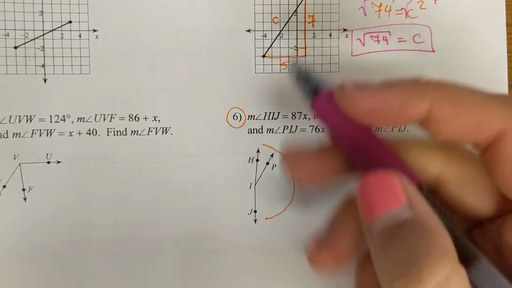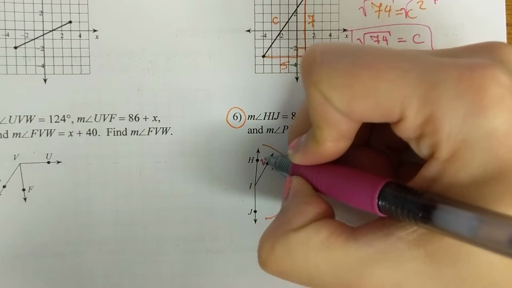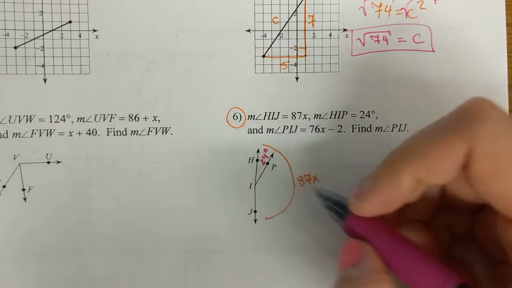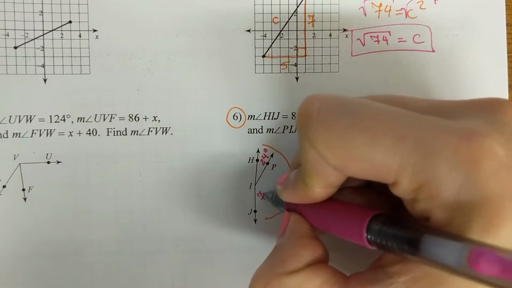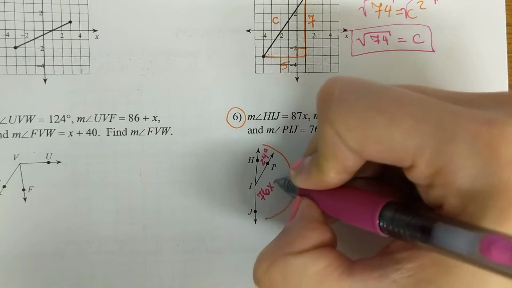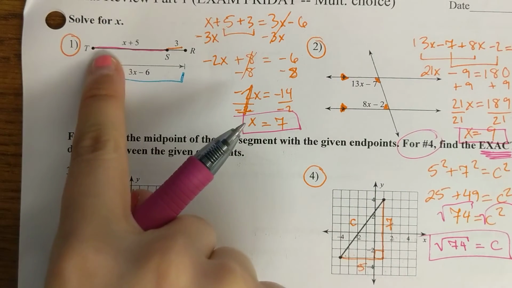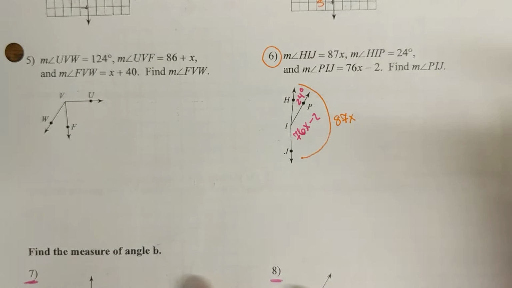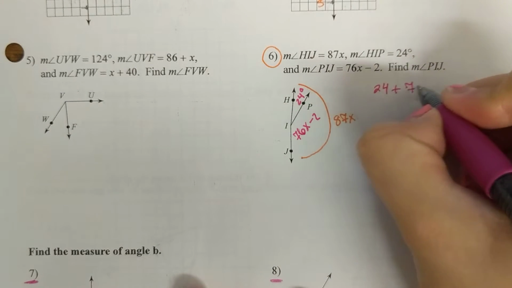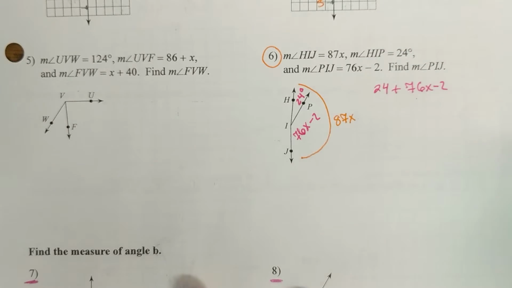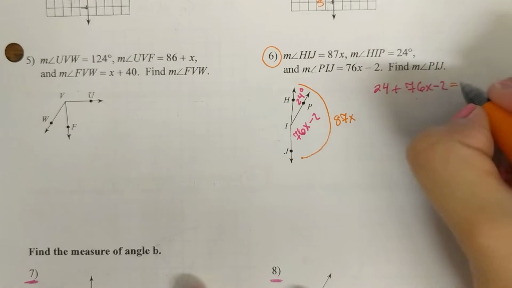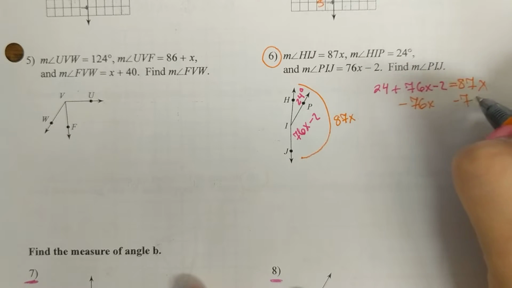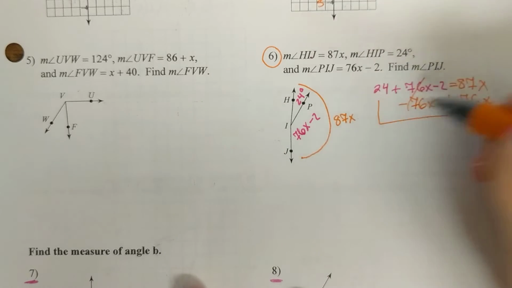Now, HIP is 24 degrees. And PIJ is 76x minus 2. Now, just like we did up here, where the small plus the medium is equal to the long, the total, that's what we have to do here. So 24 plus 76x minus 2 is equal to 87x. Bring the x's to the same side. And then I'll combine my like terms.